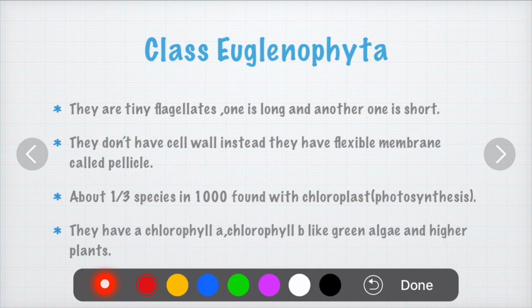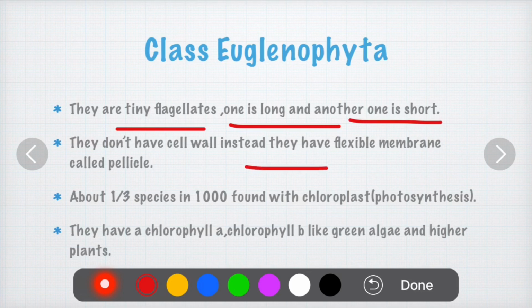As I said, they are tiny flagellates. One flagellum is long, and another one is very short, as I showed in the picture. They do not have a cell wall or a cell membrane. Instead of that, they have their own flexible membrane. That flexible membrane is called the pellicle. So this is one of the specialized cell membranes of the Euglenophyta. That is called the pellicle.